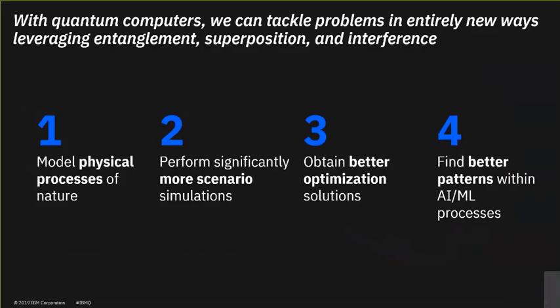Number 3, obtain better optimization solutions. Whenever you're trying to optimize, maximize the amount of money that you would invest in a portfolio, or, for example, minimize the area of a surface, or of a traffic route that you have to take. And number 4 would be find better patterns with AI and machine learning processes. Because of the very large state space that exists in a quantum computer, it makes it a very attractive form of computing for generating what's called a feature space and searching for patterns in the feature space to solve artificial intelligence or machine learning type problems.